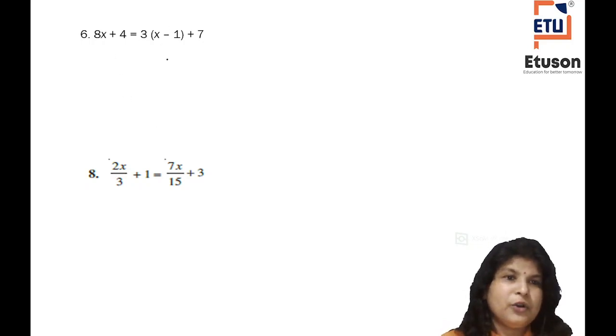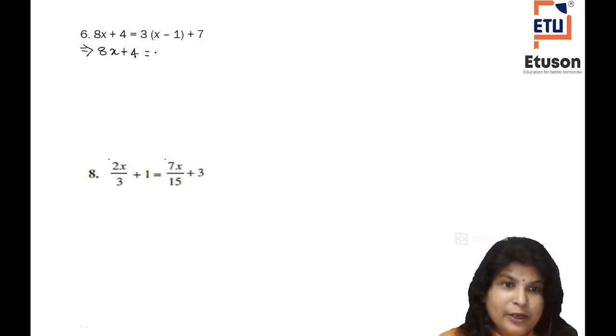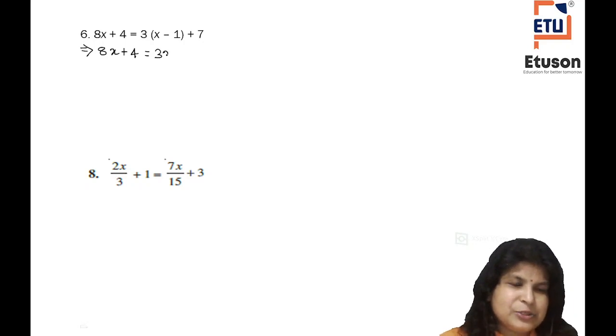So now let us go to the next problem, that is 8x plus 4 is equal to 3 into x minus 1 plus 7. So as usual, because there is a bracket involved here, let us open up the bracket by doing the required operation. So what is the operation here? It is multiplication, right? So 3x minus 3 plus 7. Am I correct? Yes, hopefully I am correct now.